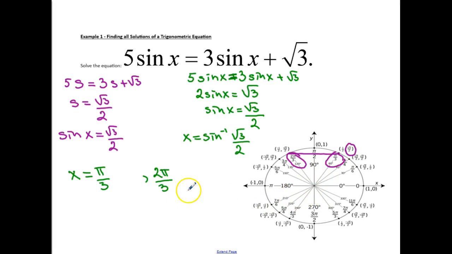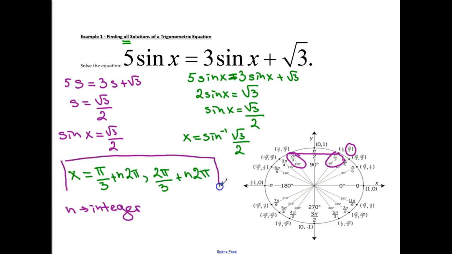We need to be able to incorporate all solutions in this problem. So for all solutions, we actually have to add each revolution, or each period, of that function. Sine of x has a period of 2 pi, so we would have to add n times 2 pi. For this one, please note n is an integer or a whole number. That gives us all the possible solutions, not just on the unit circle, but from negative infinity to positive infinity.